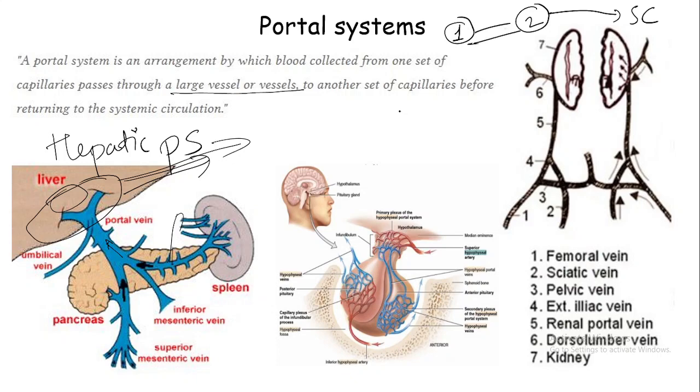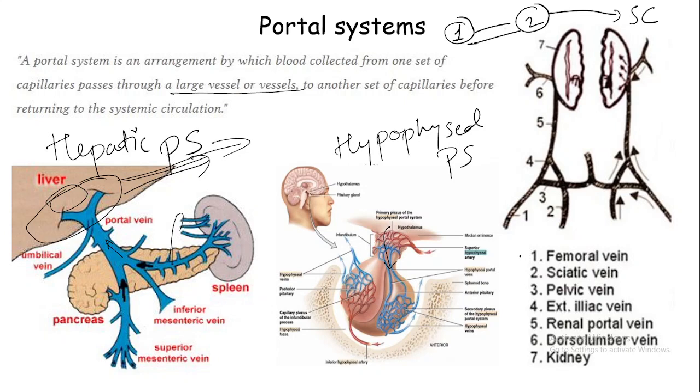Another type is the hypophyseal portal system, which is with respect to the hypothalamus and the pituitary. In this connection you can see here, the hypothalamus gives its secretions into the pituitary through the hypophyseal portal system. Next is the renal portal system.